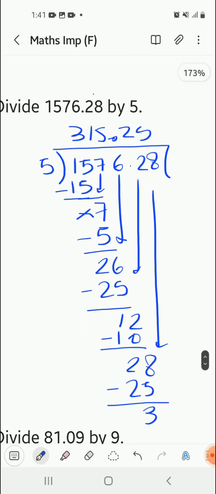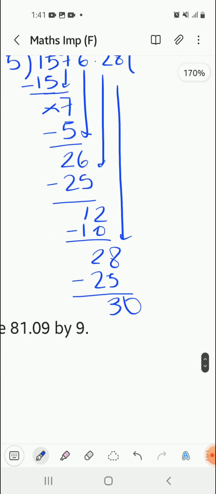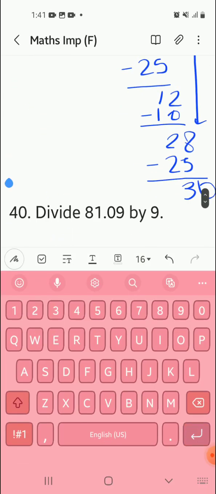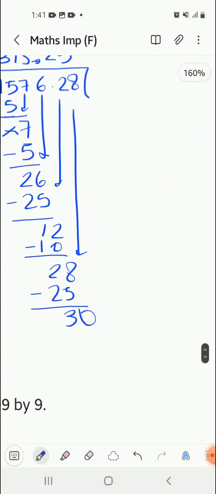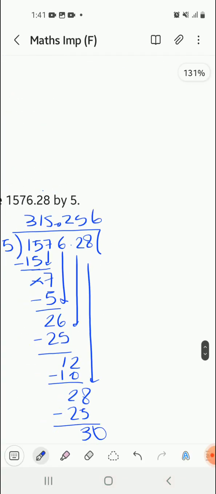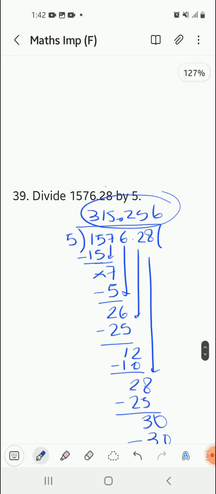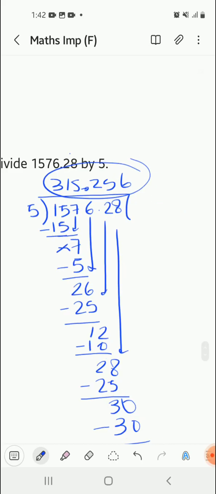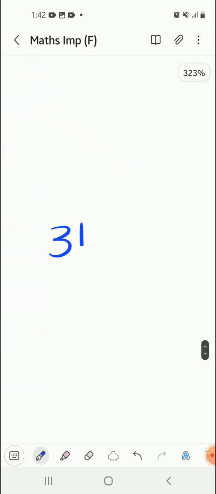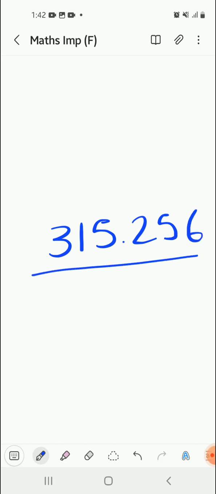Because we're doing decimal places, we can insert one more 0 here. There is no problem with that. We can insert zeros in order to match it. So 5 into 6, we can only insert 0, remember that. Now we have 30. So my answer is 315.256. So this is my answer.